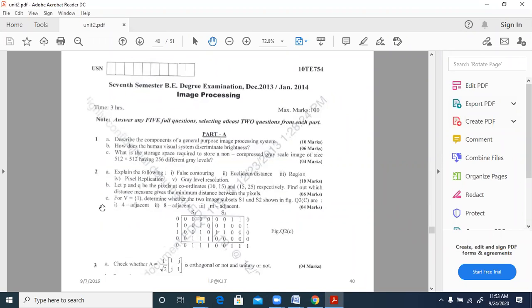Then coming to this, again V of 1, it is the same problem as whatever we have solved now. 4 adjacency is not there between S1 and S2, but 8 adjacency is there between S1 and S2. M adjacency is also there between S1 and S2, because we have 1 and 1 on the diagonal path, and the 0 and 0, which are the neighbors of these two 1s, do not belong to V. V has only one. So therefore there is an M path also between these.